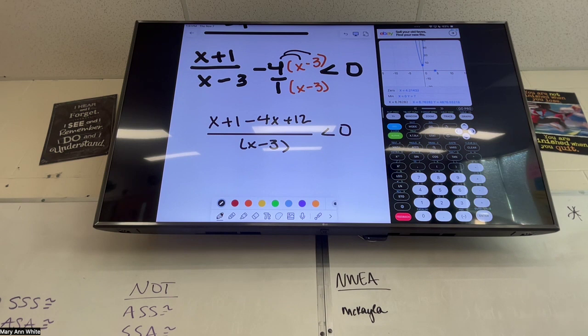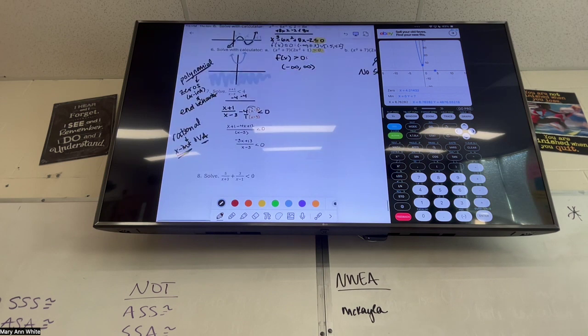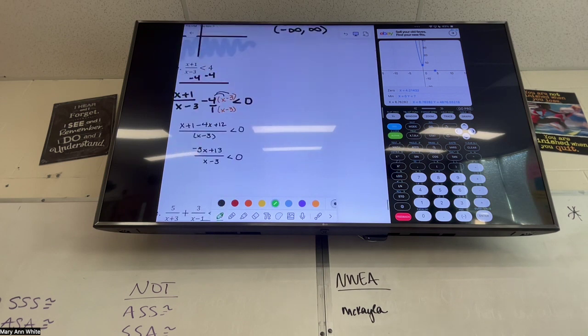One more step. I'm going to combine like terms. So I get negative 3x plus 13 over x minus 3. That's a rational function. Is everybody okay with that? From here, could you find your vertical asymptote? What are you going to do? Set the denominator equal to zero. So my VA is going to be x minus 3 equals 0, or x equals 3. That's important.